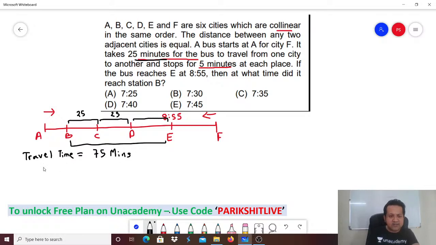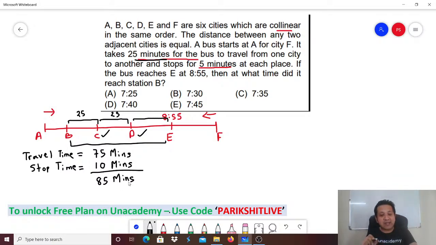Yes? What is the total stop time? Remember, you stop at every station for 5 minutes. So which stations will you stop at? You will stop at station C and you will stop at station D. 2 stations, so 5 minutes each makes it 10 minutes. Correct? So total was 85 minutes of journey. Correct?